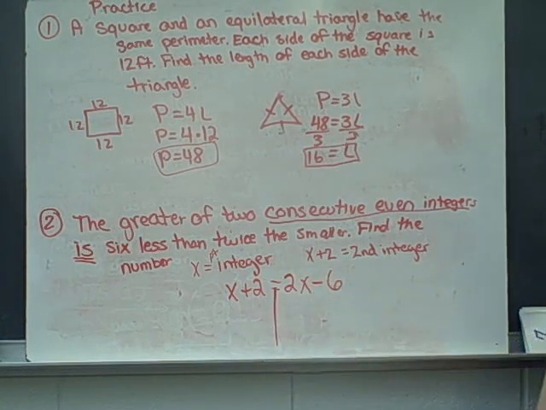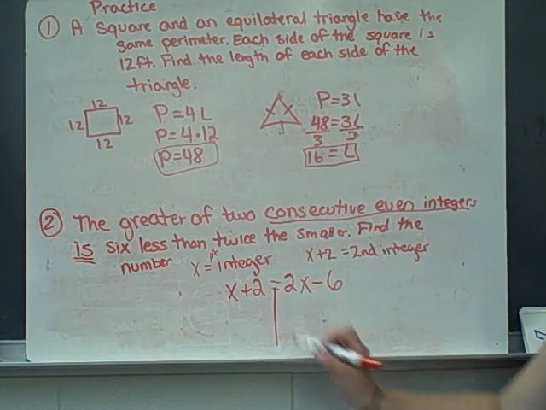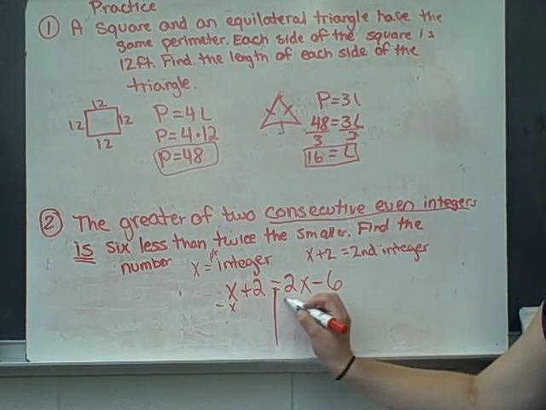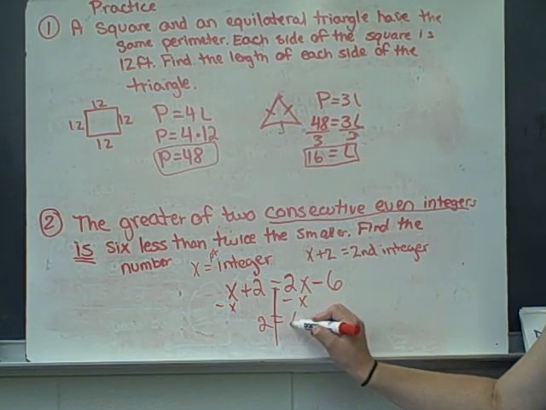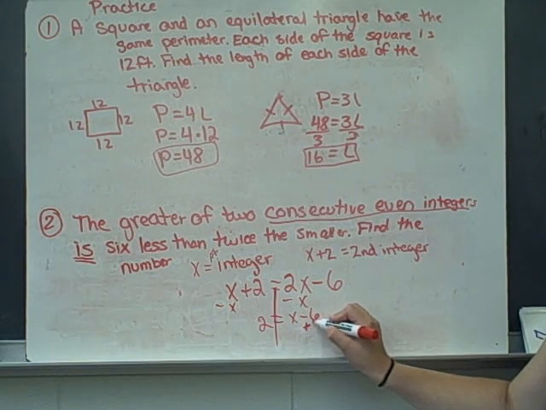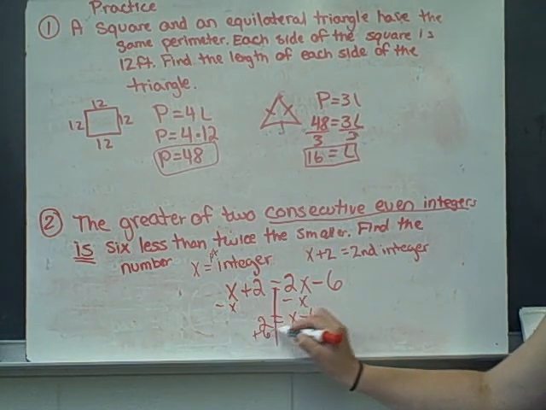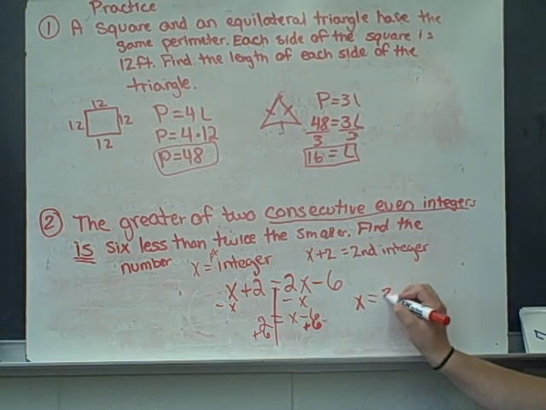So to solve it, we don't have any distributive property or anything like that. We do need to get the variables to one side. It does not matter what side you want them on. I'm going to actually go ahead and put them on the right so that they stay positive. So we would subtract x from both sides. 2 would equal x minus 6. And then you would add 6. So x would equal 8.